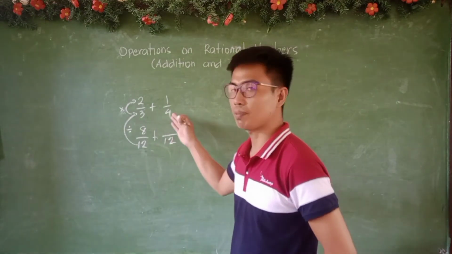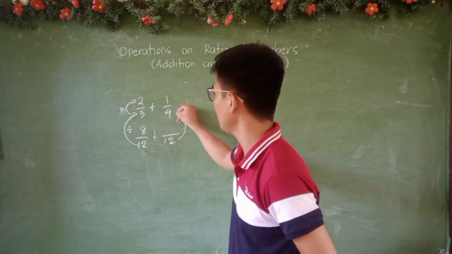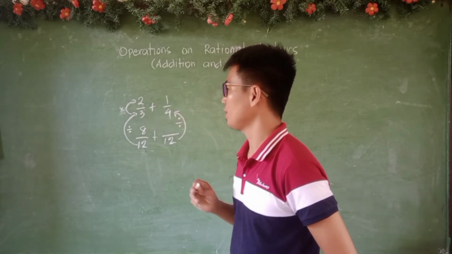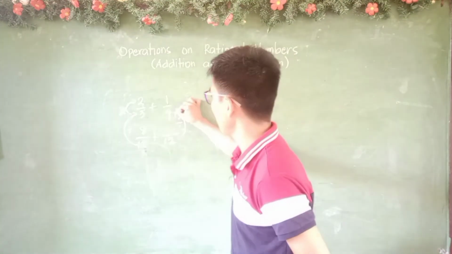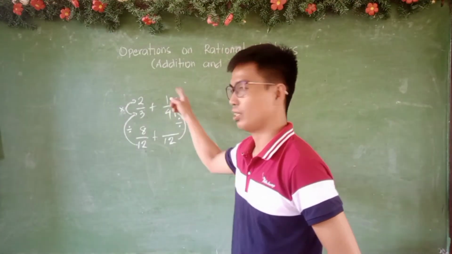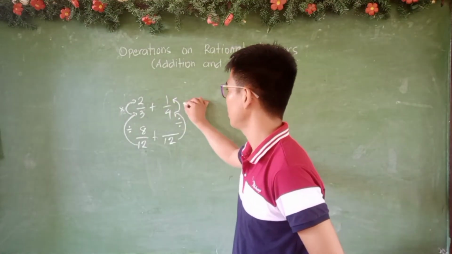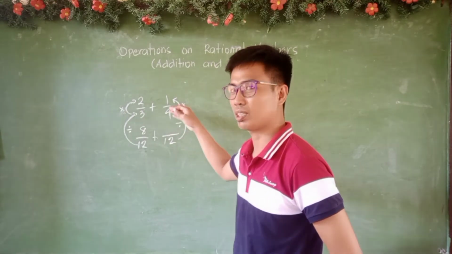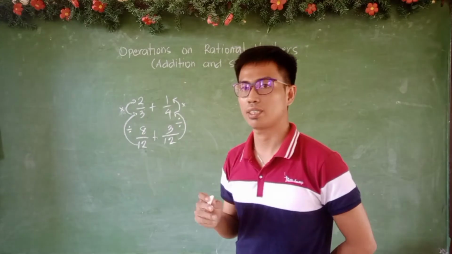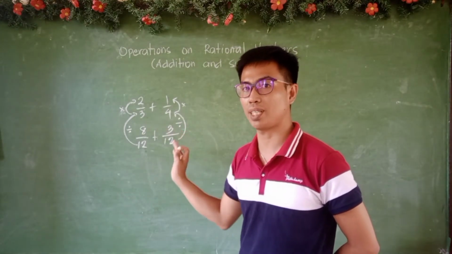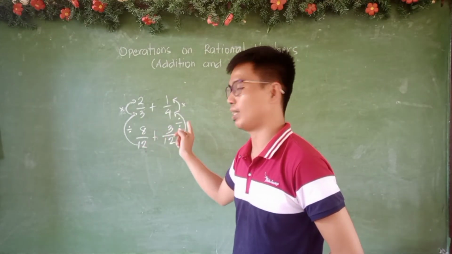And then for the second fraction, ganun din. So we need to divide the LCD by the denominator. So 12 divided by 4 is 3. And then multiply again dun sa numerator, so that is 12 divided by 4 is 3 times 1 is 3. So that will be our new set of fractions. So we have 8 over 12 plus 3 over 12.